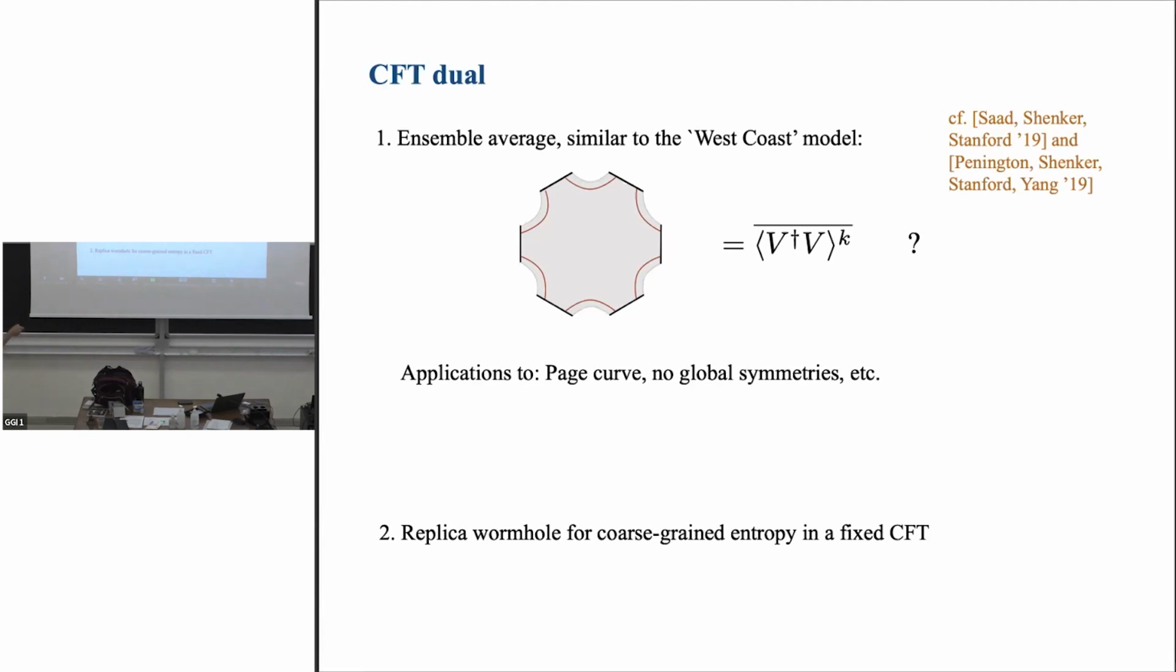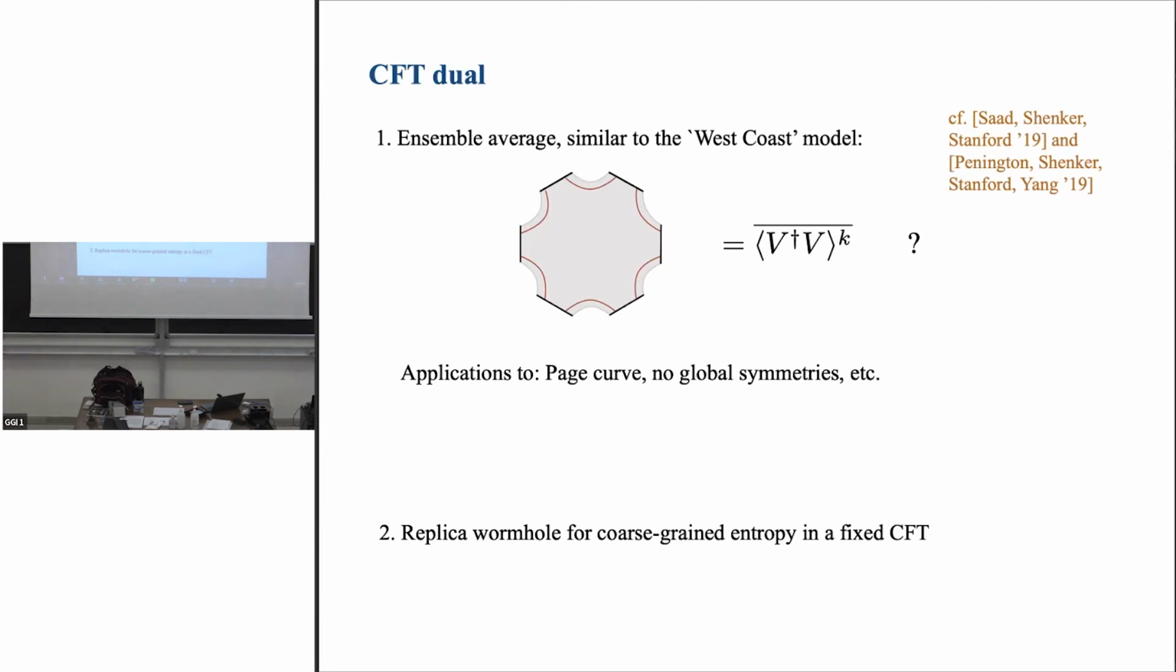But if you accept that this is some ensemble average, then you can apply this picture to things like the Page curve, to the discussion of global symmetries in quantum gravity, and various other things that have been done in 2 dimensions. The difference here is that, at least with this construction, we only know how to discuss on-shell wormholes, whereas in JT, you can also discuss contributions that are off-shell.